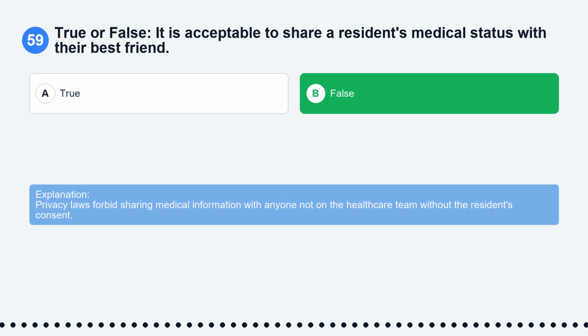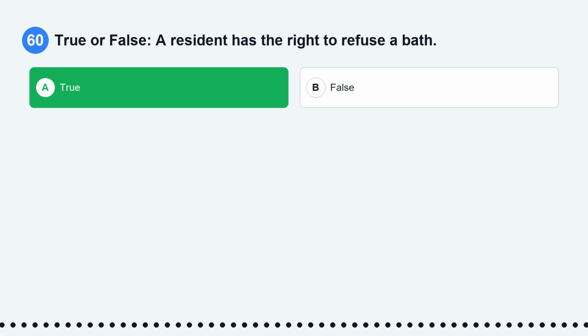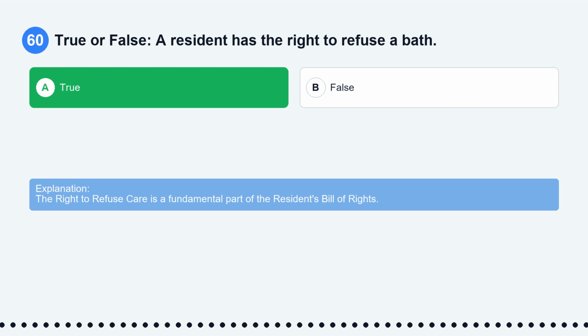Privacy laws forbid sharing medical information with anyone not on the healthcare team without the resident's consent. Question 60. True or false, a resident has the right to refuse a bath? Option A, true. Option B, false. The correct answer is option A, true. The right to refuse care is a fundamental part of the resident's Bill of Rights.